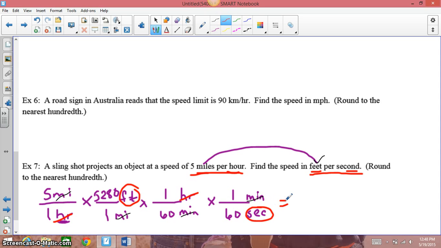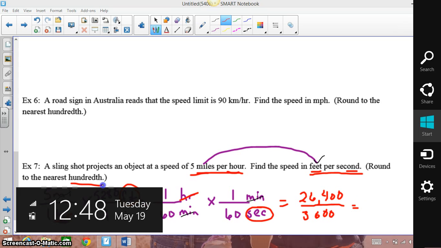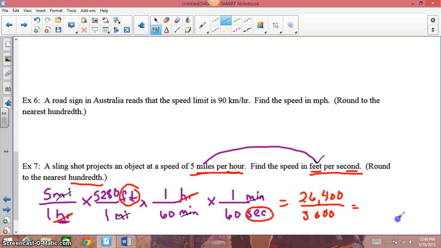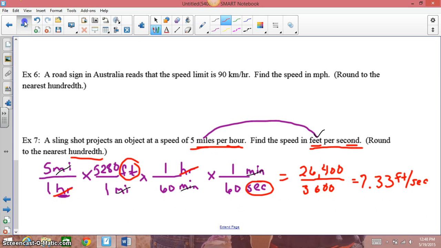I multiply straight across. Up top you get 26,400. On the bottom you get 3,600. Go ahead and do that division, and then you're rounding it to the nearest hundredth, so that's 2 decimal places. So that's going to put you at 77.33 feet per second. Final answer. Okay. We'll go on to the next page.